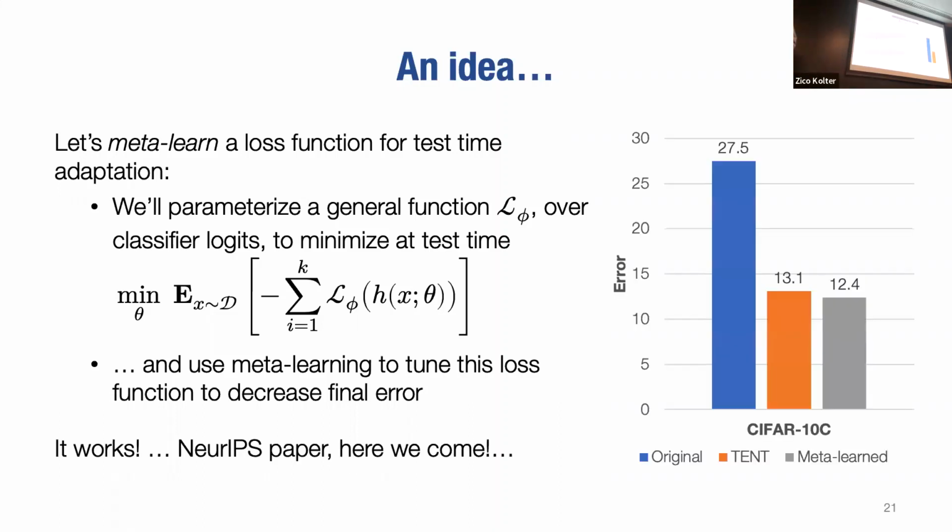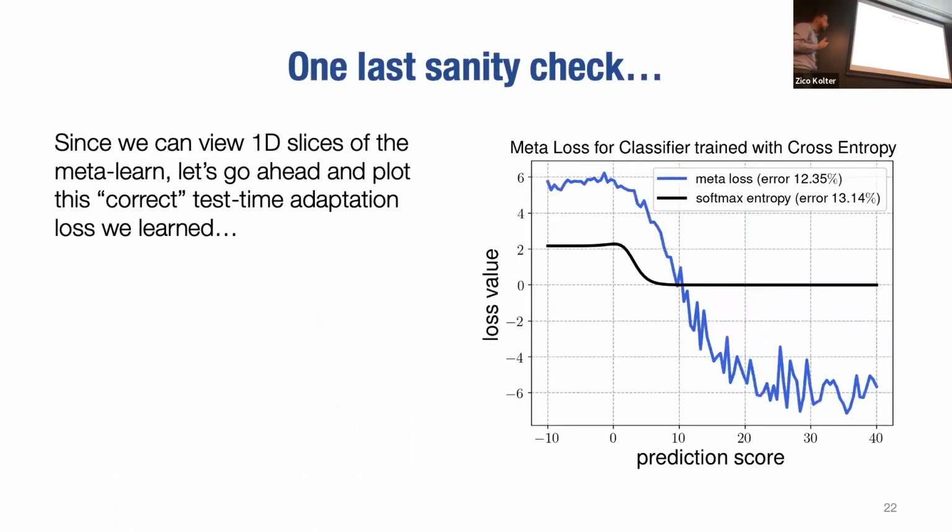And it works. It's a small but consistent improvement over TENT everywhere. So this works great, and we can write a NeurIPS paper about it and everything's good. But before we did that, we said, okay, what is this function we've learned? What did we actually learn here?